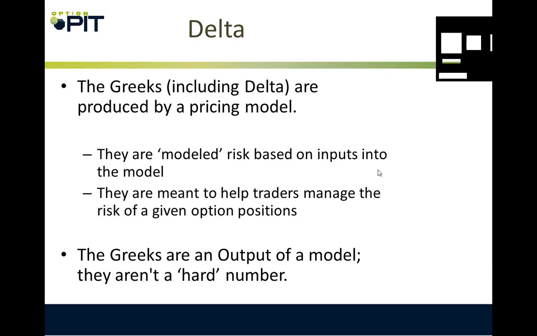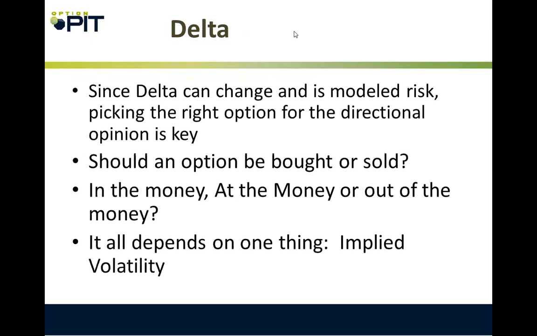You ever heard the term garbage in, garbage out? That is really the key to the Greeks. If you plug in garbage volatility, you're going to get a garbage delta that doesn't do any good. Since delta can change and is modeled risk, picking the right option for your directional opinion is key. Should an option be bought or sold? In the money, at the money, or out of the money? It all depends on implied volatility.